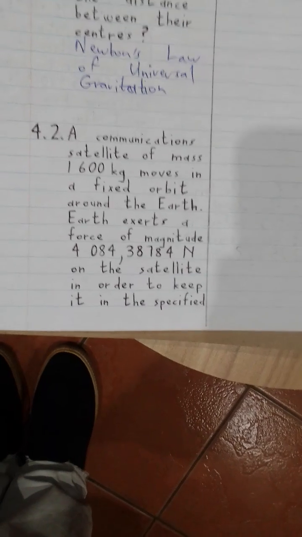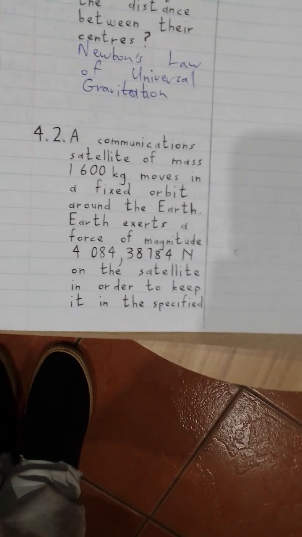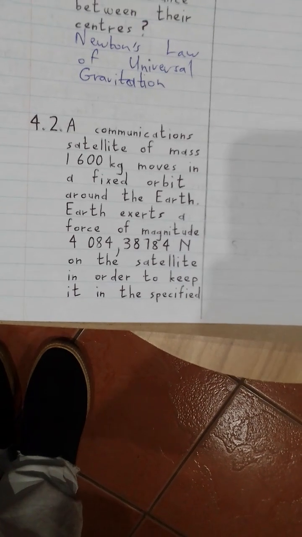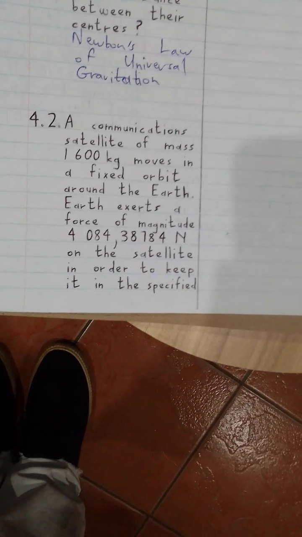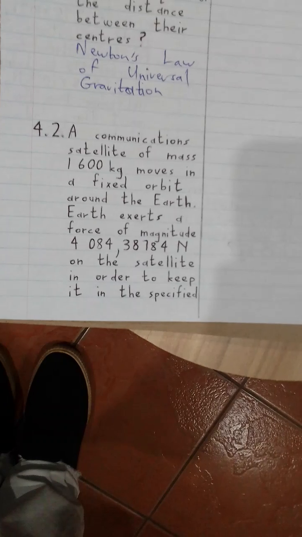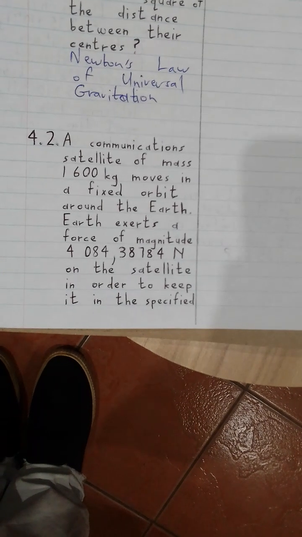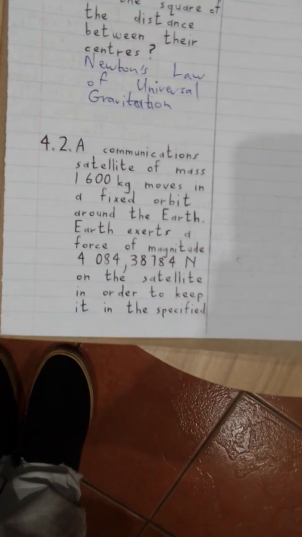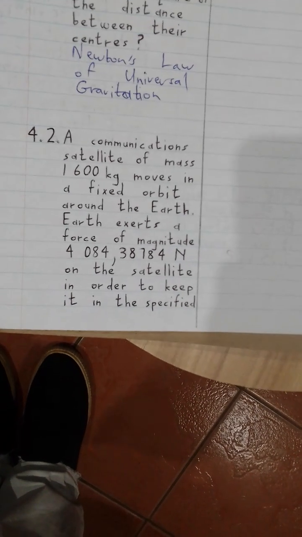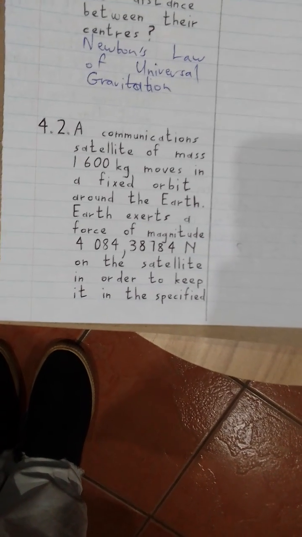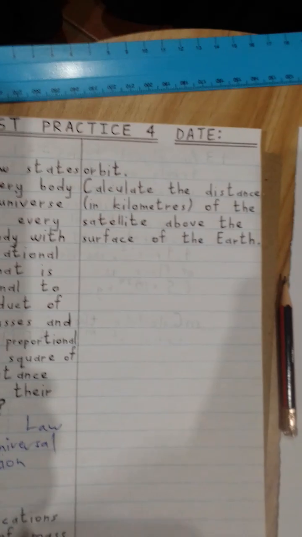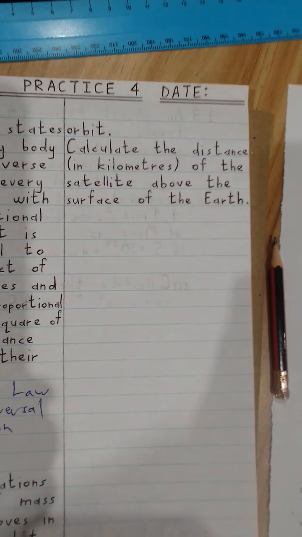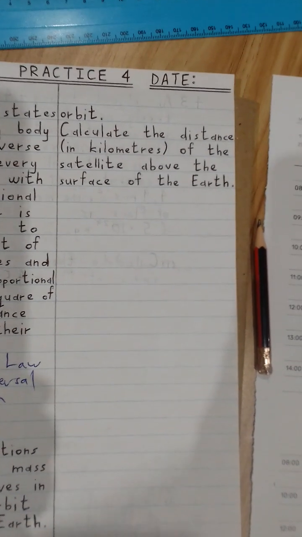4.2 states, a communication satellite of mass 1,600 kilograms moves in a fixed orbit around the Earth. Earth exerts a force of magnitude 4084,38784 newtons on the satellite in order to keep it in the specified orbit. Calculate the distance in kilometers of the satellite above the surface of the Earth.